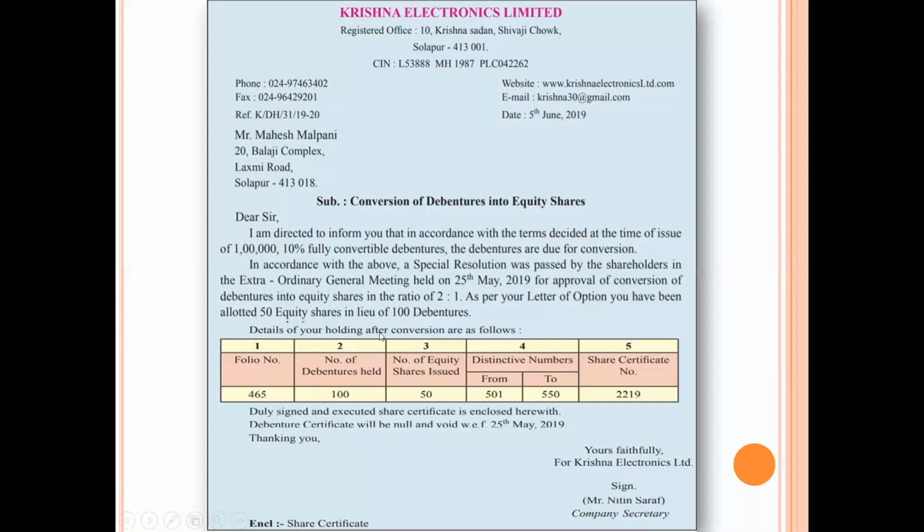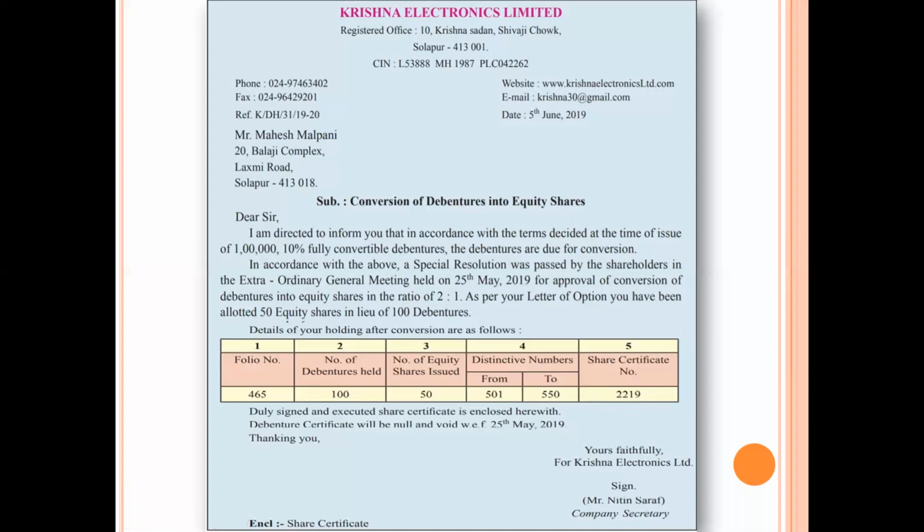The details of your holding after conversion are as follows. Folio number 465. Number of debentures held were 100 by Mr. Malpani, against which the number of equity shares issued to him is 50 because the ratio is 2:1. Distinctive numbers from 501 to 550. So the lot 501 to 550 shares have been distributed to Mr. Mahesh. The share certificate number is 2219.